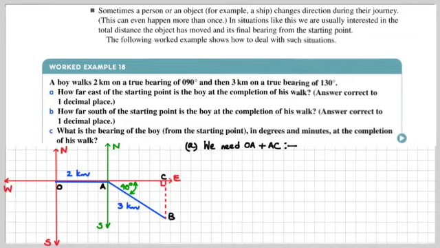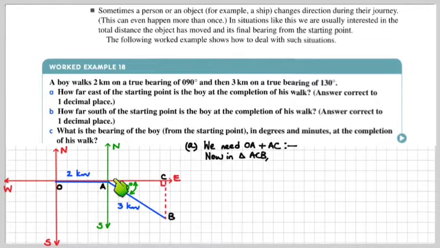So we need, in the first question, OA plus AC. Alright? OA plus AC. They're both basically easterly directions. OA plus AC would get us how far east he is of his starting point at the completion of his walk. Alright? So therefore we can say we already know OA because that's just 2, so we better get AC.